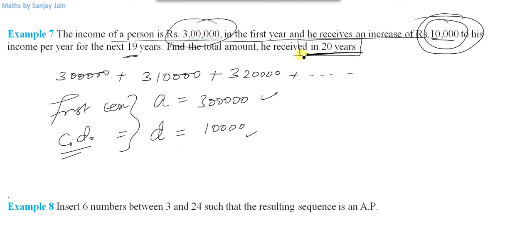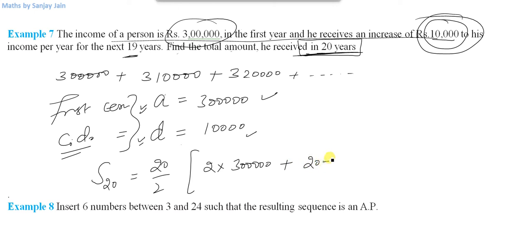Now to find the total income that he received in 20 years, I just need to find the sum of the first 20 terms of this AP with first term A and common difference D. So this is a simple question now. N is 20, so 20 by 2, twice the first term, that is 3 lakhs here, plus N minus 1 into D. D is 10,000.